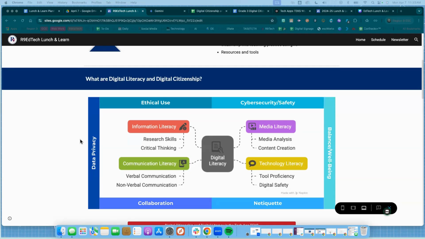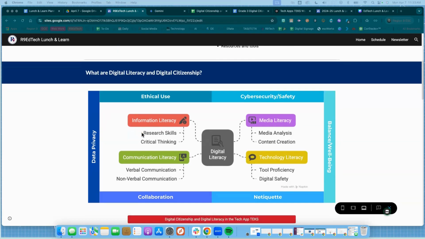But if you think of kind of around the edge, that really is kind of like the citizenship piece. Can we use those things ethically and responsibly? Can we use them in a safe manner? And that's thinking about cybersecurity and data privacy. It's also about balance and well-being. And I think that's an area that we don't talk about enough, is that we do as adults, but maybe not with our kids, that we have to have a balance with what we use digitally and what we don't. Netiquette is kind of the coined term for, but can we respectfully use digital tools? And that collaboration piece plays a role as well.